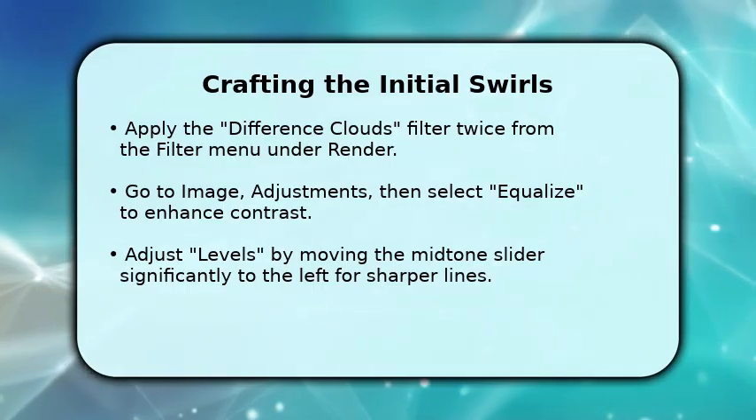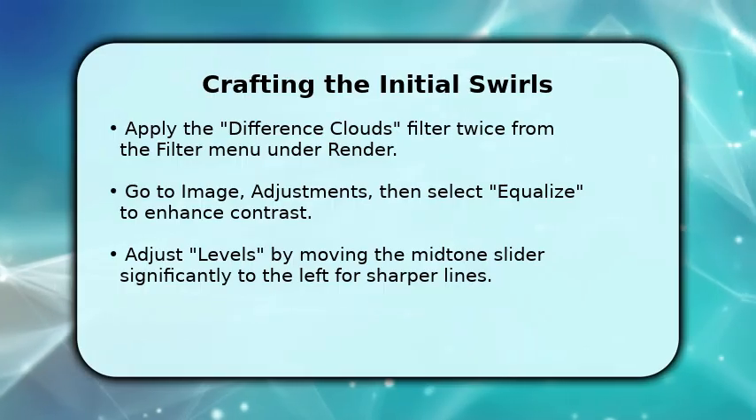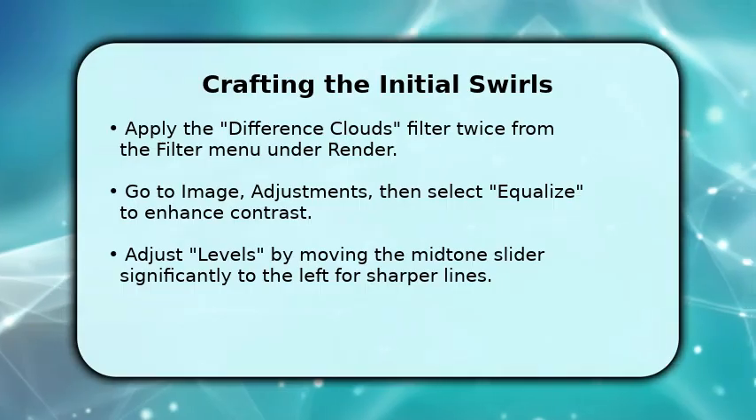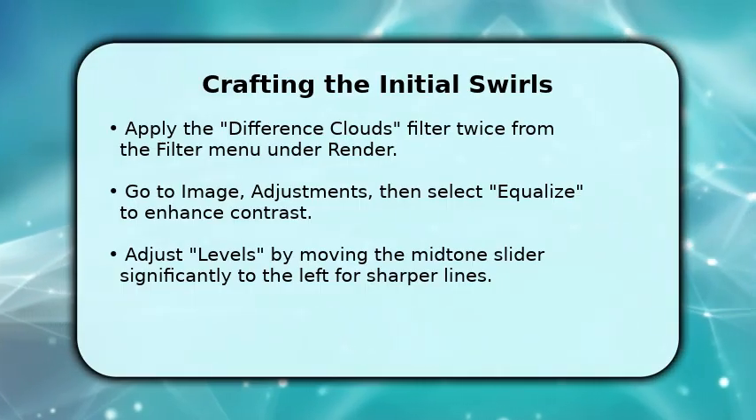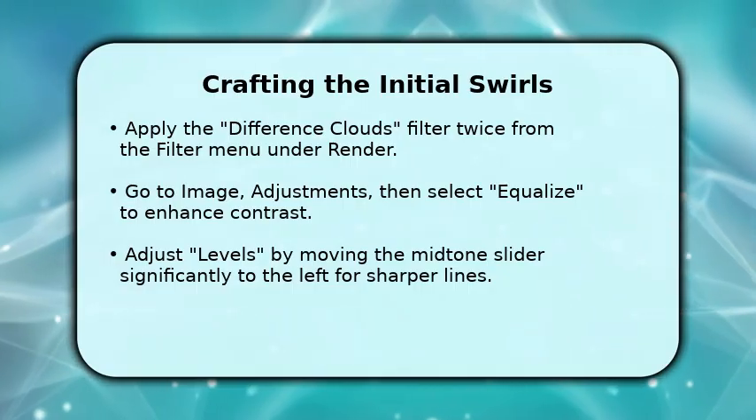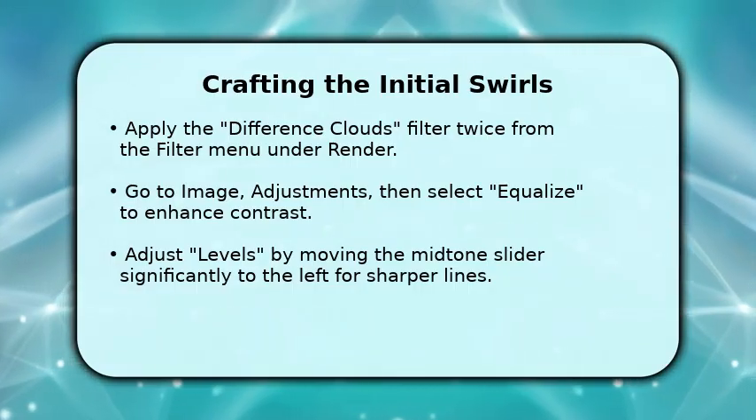Immediately after, go to Image, Adjustments, and choose Equalize to boost the contrast. Then, open Levels from Image, Adjustments, and drag the middle slider far to the left, around 2.20 to 2.30, to define those initial marble-like lines.